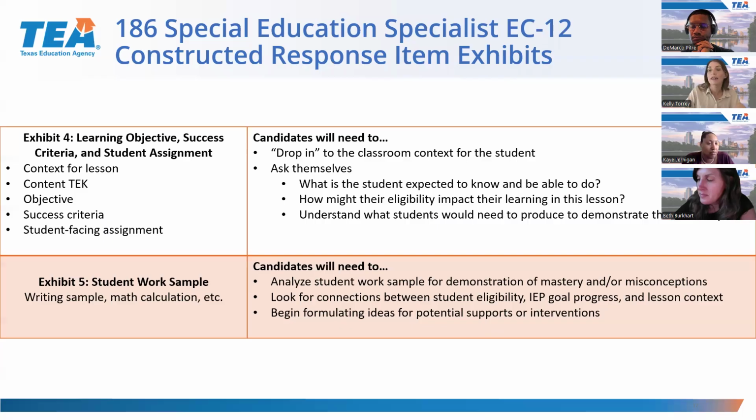In that fifth exhibit, the student work sample, candidates really need to be able to analyze that work sample, see where students are demonstrating mastery, or identify where the students' misconceptions are. Again, making those connections between the students' eligibility, their IEP progress, and what's happening in the classroom. And by the time they get to the end of the fifth exhibit and they're done reviewing that information, candidates should begin formulating ideas for potential supports or interventions.